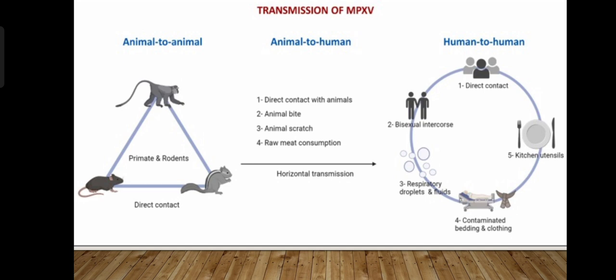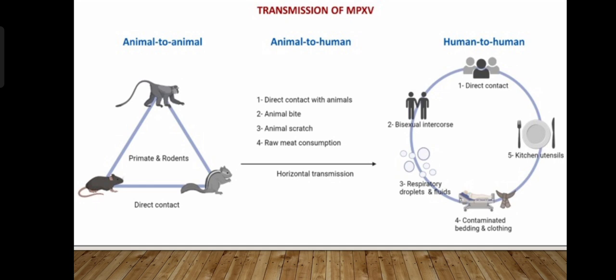Transmission occurs through person to person transmission, animal to human transmission, and transmission through contaminated objects. This monkeypox infection, which is primarily in rodents and primates, transfers to humans through direct contact with animals, animal bites, animal scratches, meat consumption, and during hunting, skinning, and trapping.